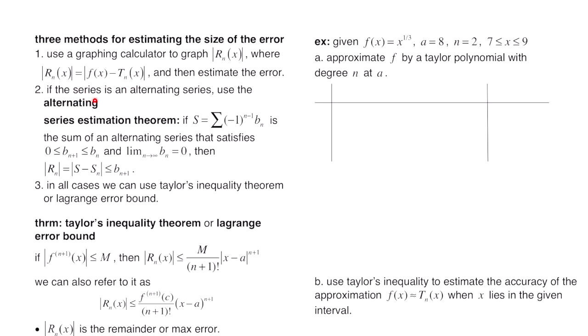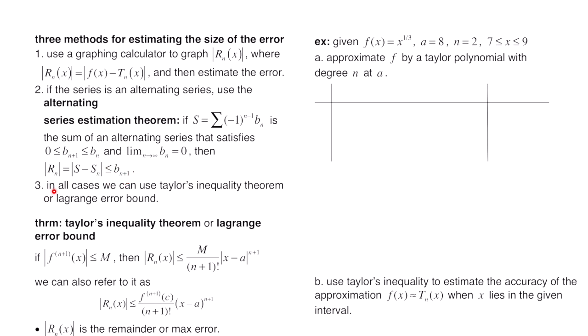Number 2, if the series is an alternating series, use the alternating series estimation theorem, where we have if s is equal to the sum of (-1) to the n minus 1 times b sub n is the sum of an alternating series that satisfies the two conditions where the terms are decreasing and the limit as n gets larger of b sub n equals 0, then the error r sub n is equal to the total sum minus the nth partial sum, which is less than or equal to the next term b sub n plus 1.